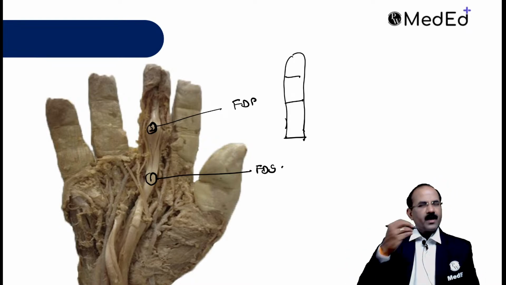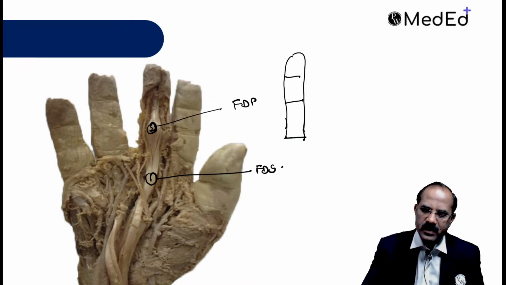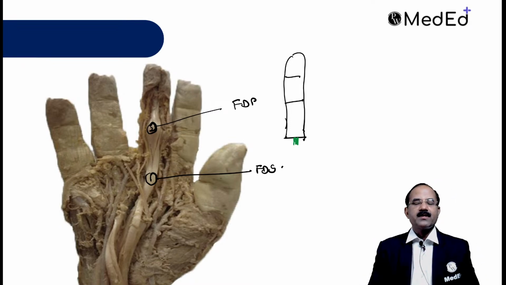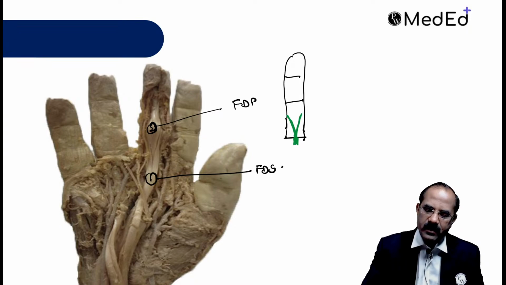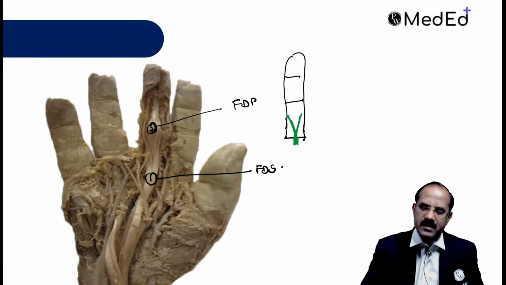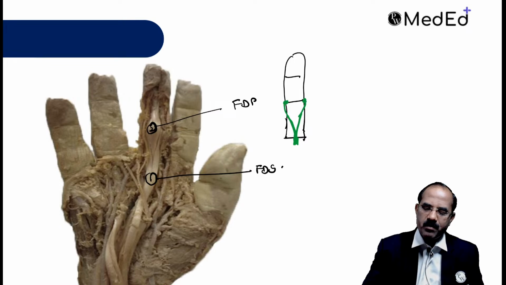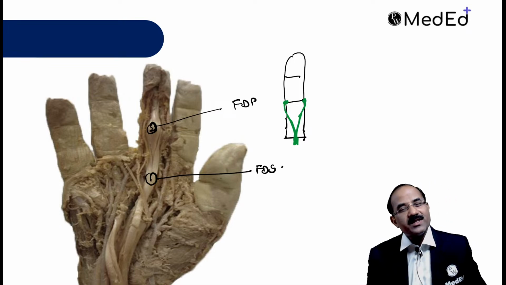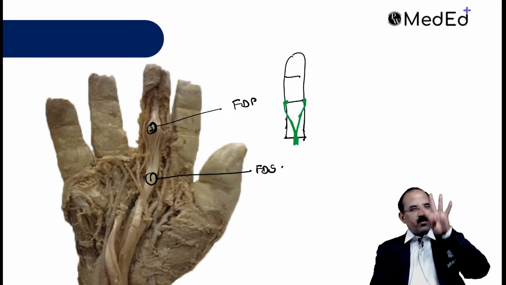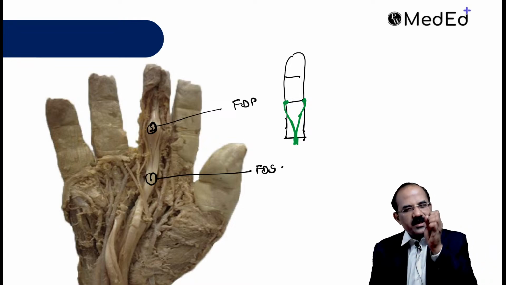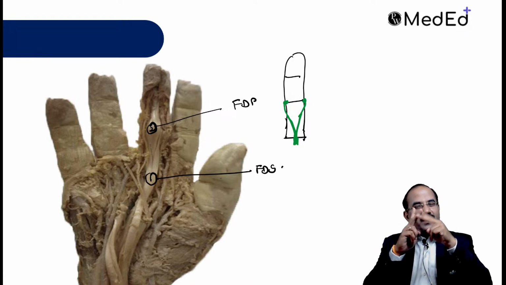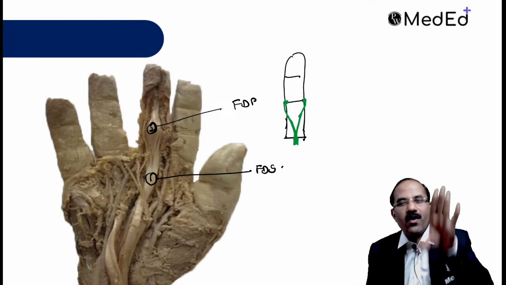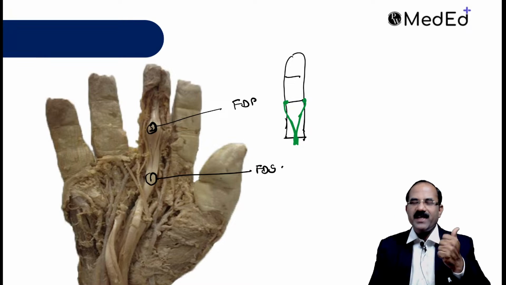Now, the tendon of flexor digitorum superficialis at the base of the proximal phalanx divides into 2 slips, and this is inserted on the base of the middle phalanx. So the 4 tendons of flexor digitorum superficialis split into two slips, and this is inserted on either side of the base of the middle phalanx, right?